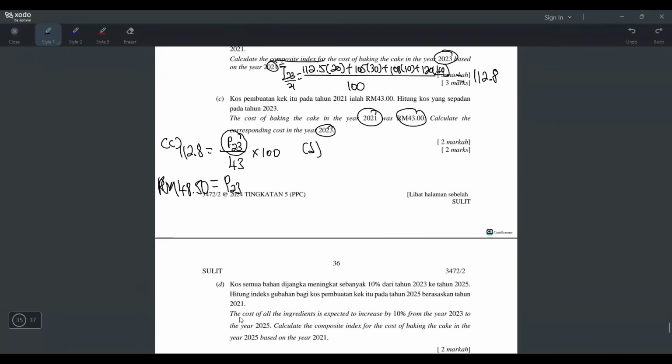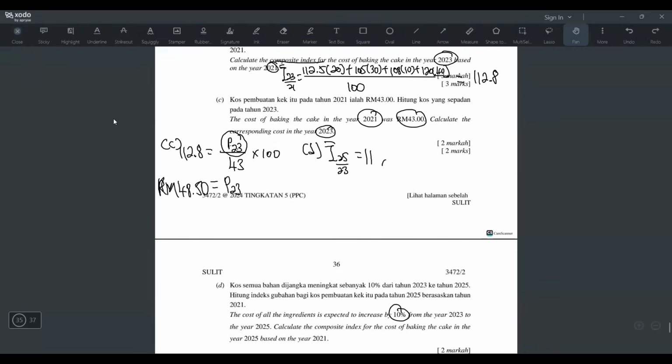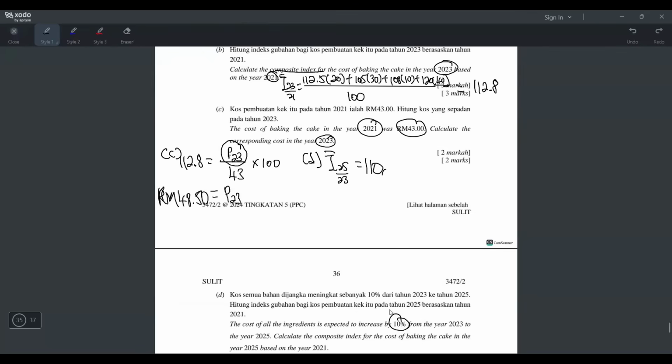Okay, I will do my D here. So this is the last question. The cost of all ingredients is expected to increase 10% from year 23 to 25. It means your composite index for 25 based on 23 will be 110, because they say all ingredients. So the composite index for everyone is 110 because it increases 10%, right? What does the next line say? Calculate the composite index for the cost in year 25 based on 21.